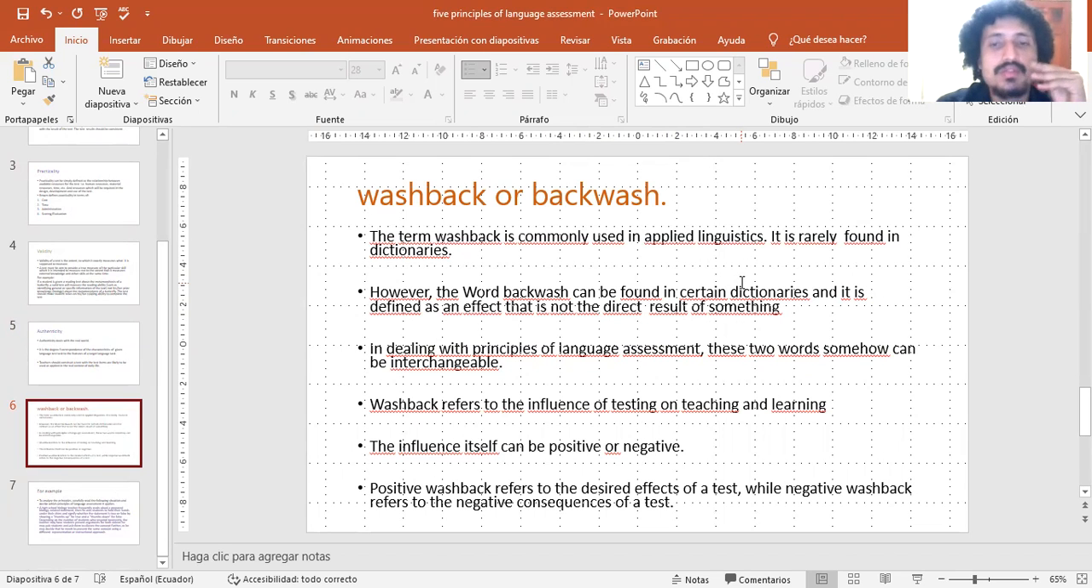Washback refers to the influence of testing on teaching and learning. The influence itself can be positive or negative. Positive washback refers to the desired effects of a test, whereas negative washback refers to the negative consequences of a test.